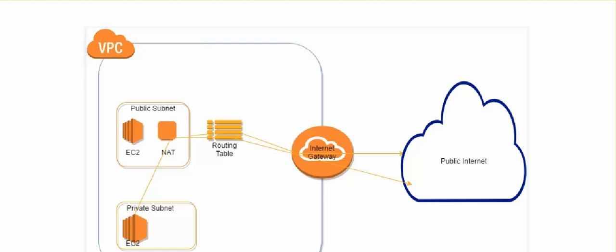But this is the basic concept of NAT. NAT should always reside in a public subnet. The NAT instance should be configured within the public subnet, and we only need to add the routing to route the traffic from the EC2 instance to the NAT, and from the NAT to the public internet. So this is the basic concept of NAT, and we are going to see how we can configure it.